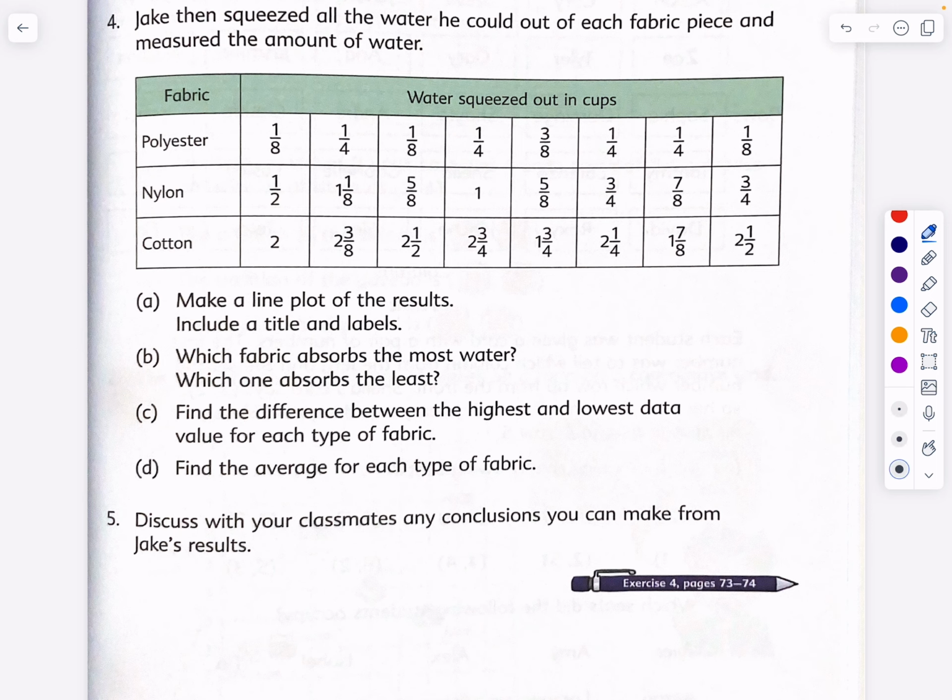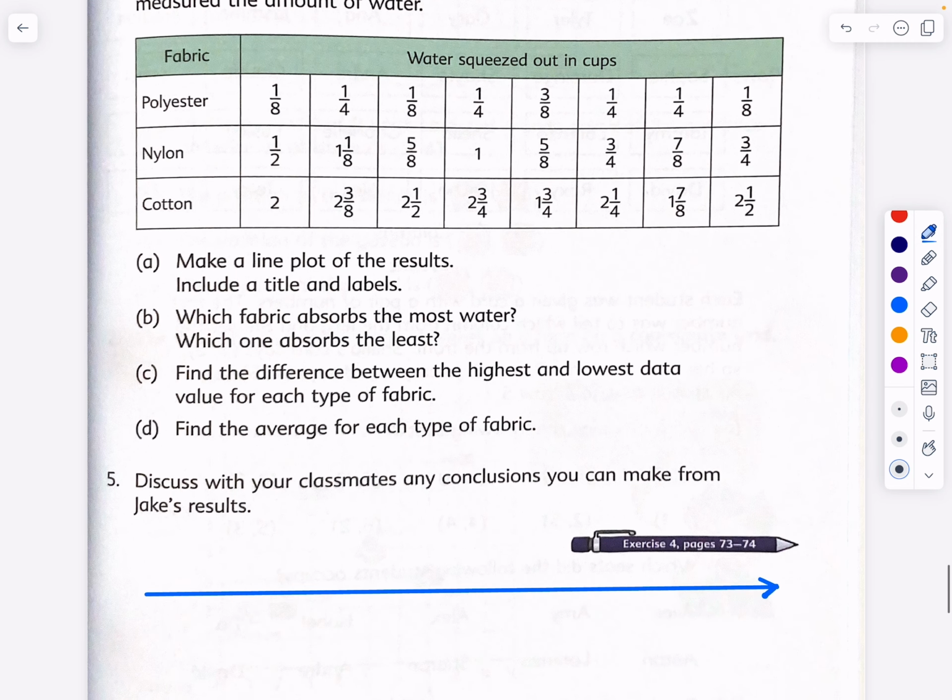Now, again, the line plot is nothing more than a number line. Well, it's a little bit more than a number line. So we do have a number line, so let's start with that. That goes on forever, right? Just like any number line. However, we are plotting some values.